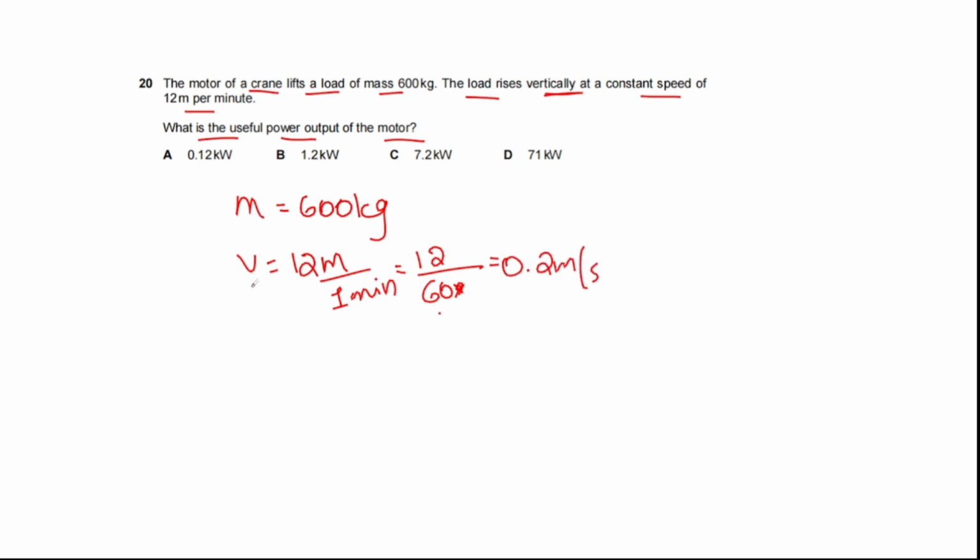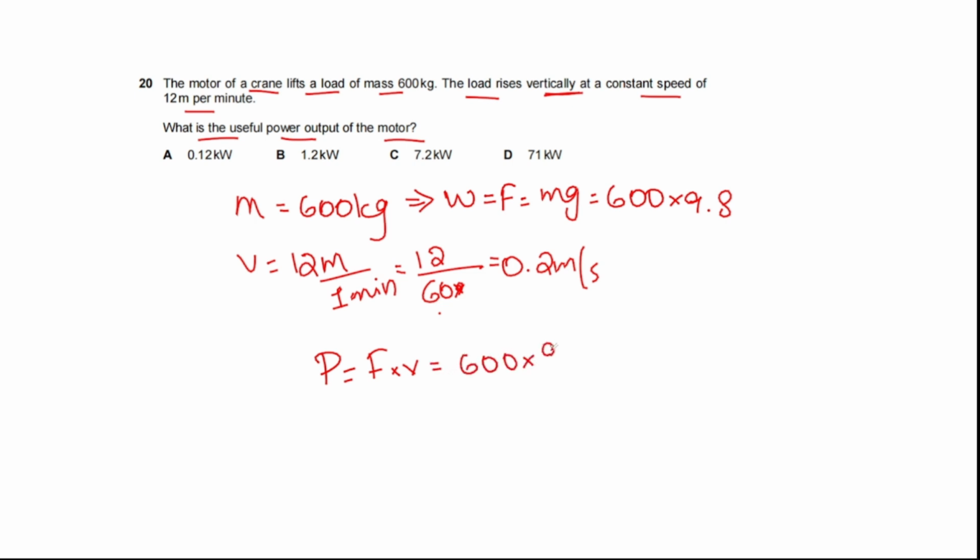So you have the mass and you have the speed, and the mass is what contributes to the force, which is the weight. So the weight, or the force, you can find out with mg, that is 600 multiplied by 9.8. Because the power formula is force multiplied by the velocity. You can use this, and this force is the weight, which is 600 multiplied by 9.81 multiplied by 0.2, and that gives you 1177.2 watts, which is 1.2 kilowatts. So the correct option is option B.